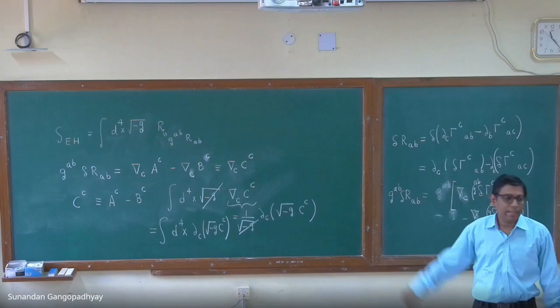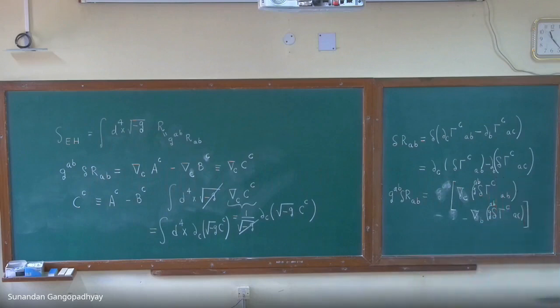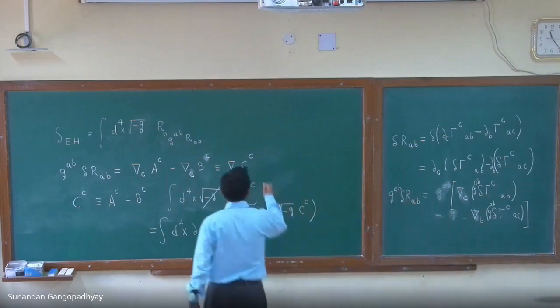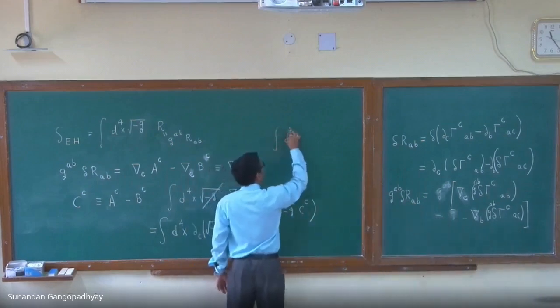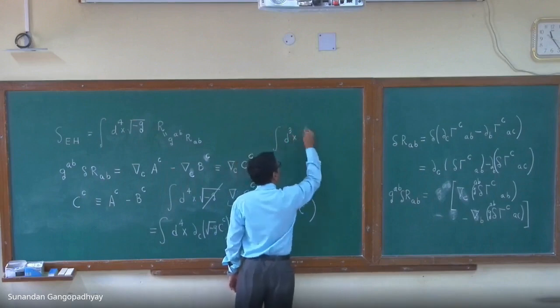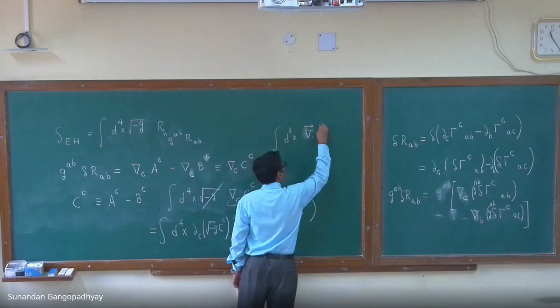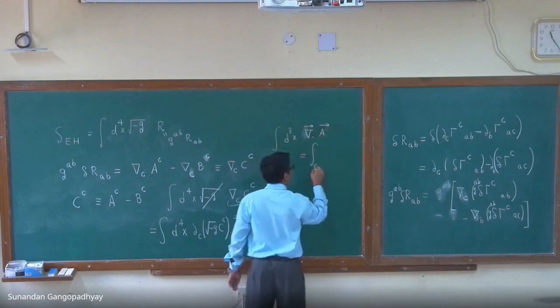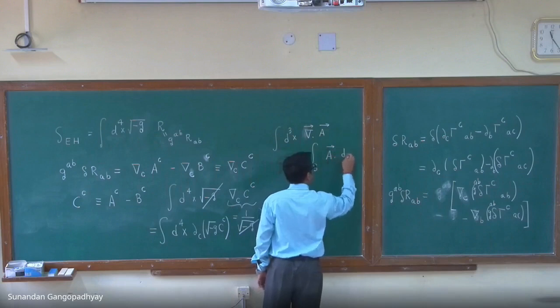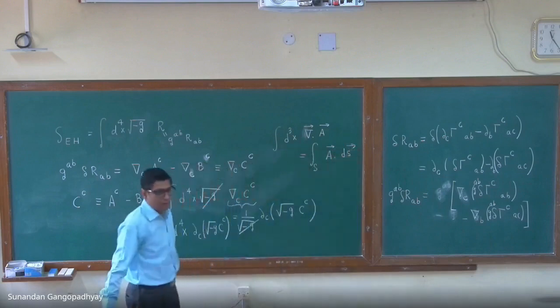See, what is this term inside? There is C of something. So what do you expect to get if you integrate this? Divergence theorem. Gauss divergence theorem. What is that theorem? I'm given a theorem in vector notation. Gauss divergence theorem.